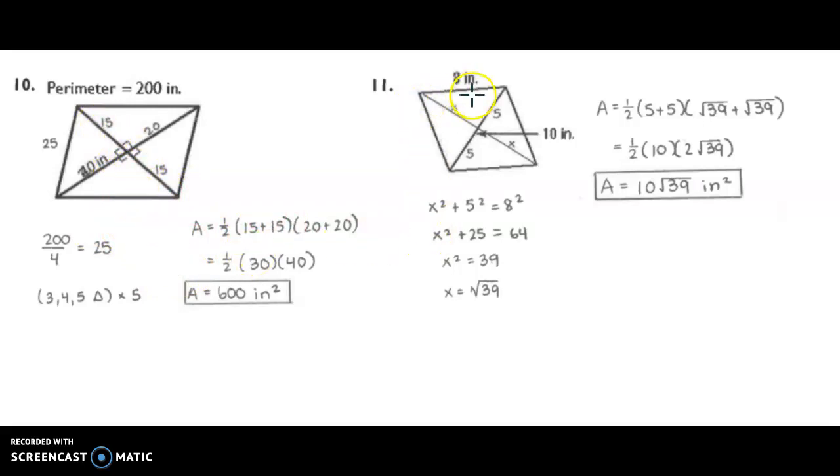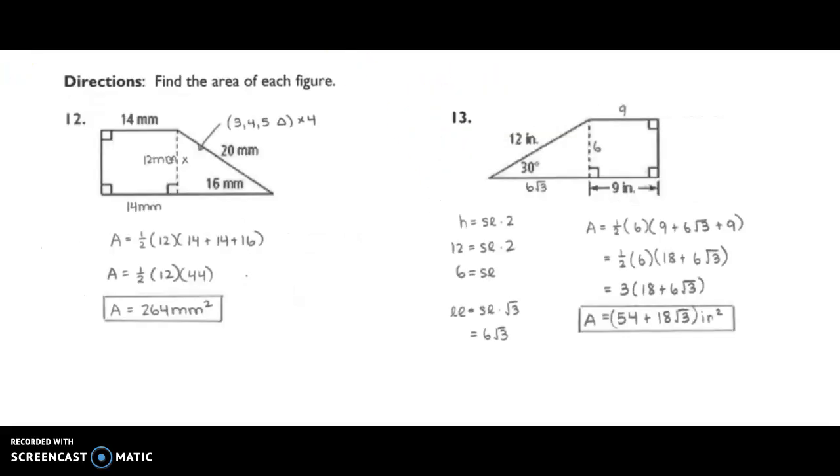Over here for number 11, you have to figure out what x is. We have x squared plus 5 squared is equal to 8 squared, because remember, the diagonals of a rhombus intersect at 90 degrees. So if the 90 is here in the middle, well, middle-ish, then 8 must be the hypotenuse. And then here also find the area of each figure.